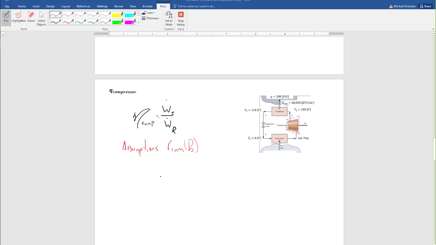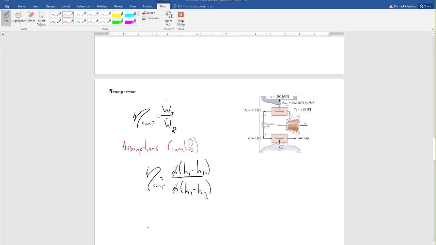So now I see that my compressor power, or my compressor efficiency, I'm sorry, ideal on top, so this is going to be m dot, H in is H1, H out is H2S, right? And then this is going to be m dot, the real one on the bottom, H1 minus H2.